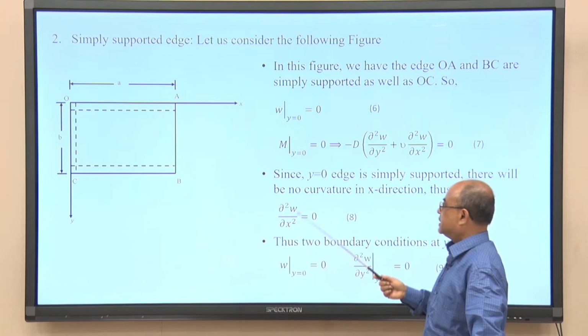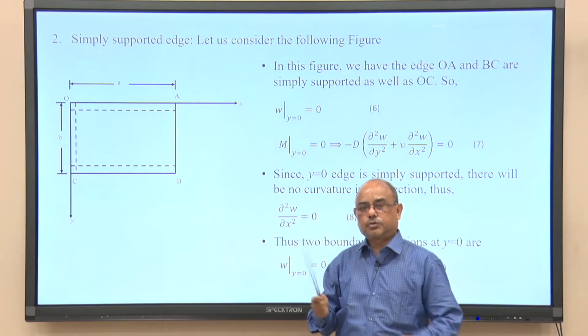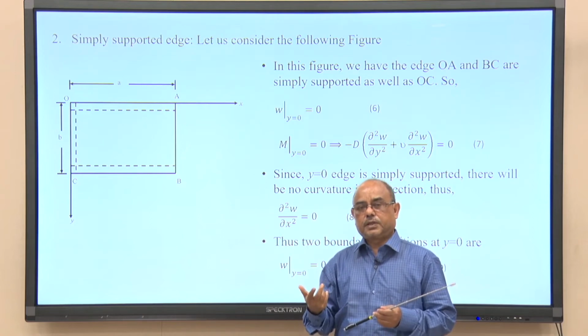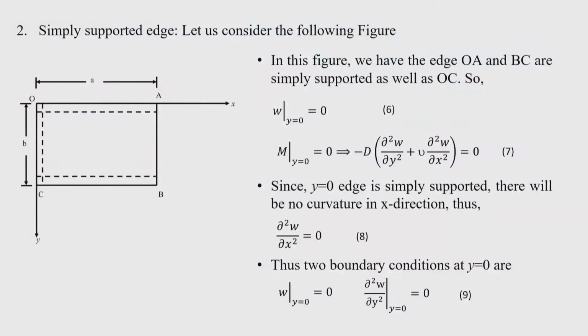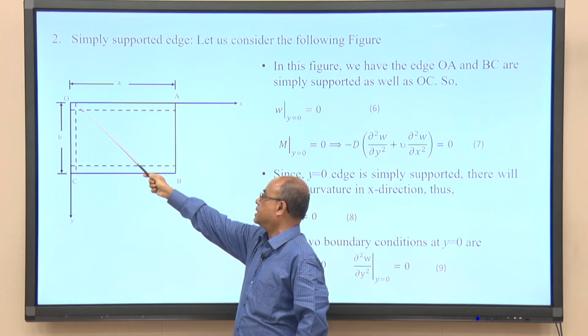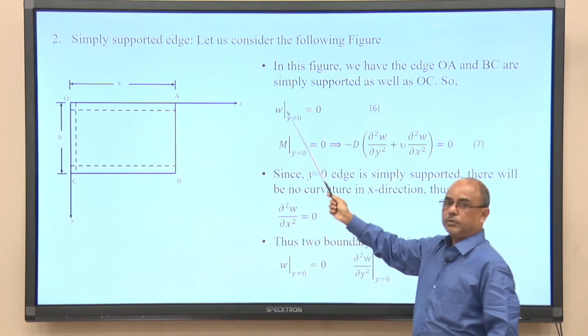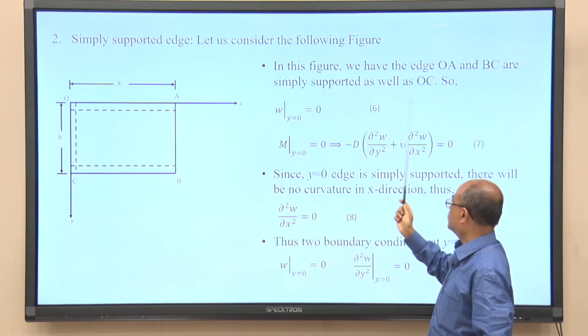In simply supported edges, we know that deflection and bending moment have to be 0. So, rotation is allowed in this simple support. So, W is 0, that is the deflection at y is equal to 0 is equal to 0 for the edge OA. I am writing the condition for edge OA first. So, W at y is equal to 0 is equal to 0. That is the one condition.